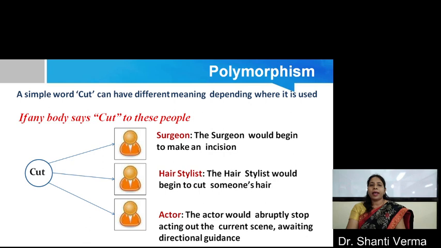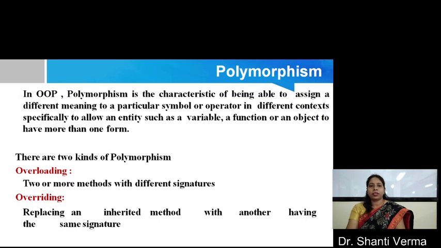Now let's take a simple example to understand polymorphism. You can see I take the one word cut, which has a different meaning depending on where it is used. If it is used by a surgeon, it would begin to make an incision. If it is used by a hairstylist, it would be to cut someone's hair. And if it is used by an actor, it means to stop acting out the current scene and await directional guidance. So this word cut has different meanings in different contexts. This is a simple example to understand polymorphism.